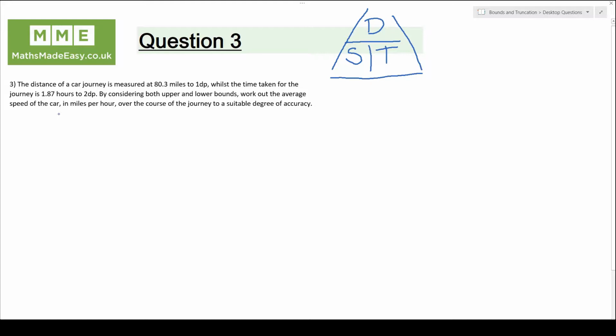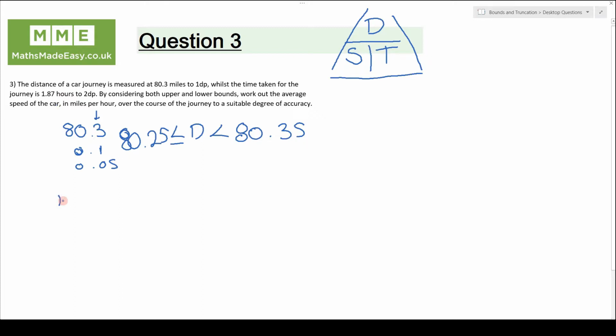So, let's first start off with the distance. So the distance is 80.3 miles to one decimal place. That means that if we know that it's been rounded to the tenths, we have to half the tenth, which gives us 0.05. So we add this on to get the upper bound and take it away to get the lower bound. So let's call this distance. The upper bound would be 80.35 and the lower bound would be 80.25.